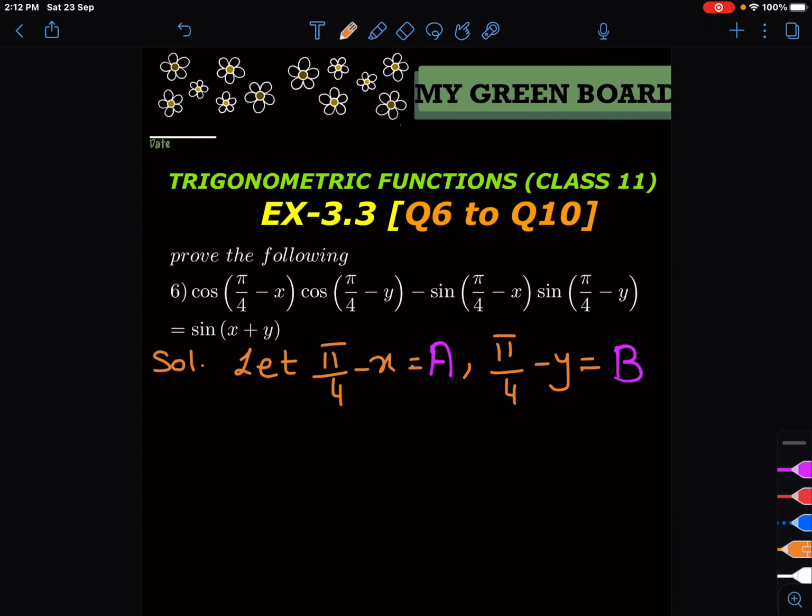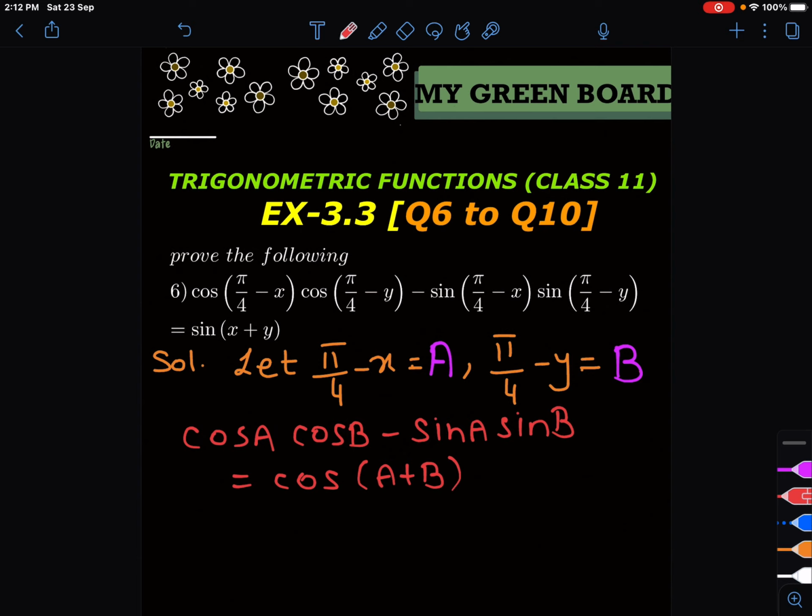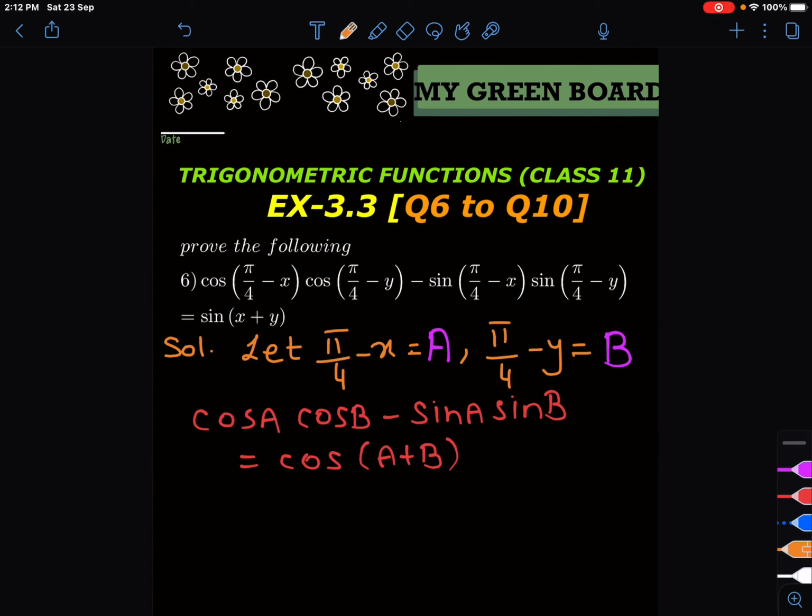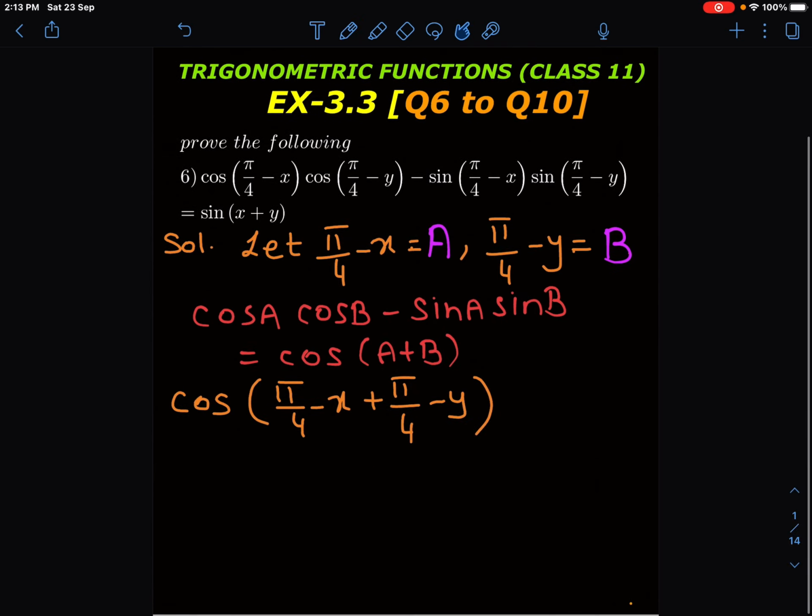Now what we are going to do is use the formula. What is the formula actually? The formula is cos A cos B minus sin A sin B is equal to cos(A + B). Children, you are able to follow this. Now the same thing we are going to substitute. We are going to put cos of, instead of A, pi/4 - x, plus pi/4 minus y in place of B. Understood? Any doubts?